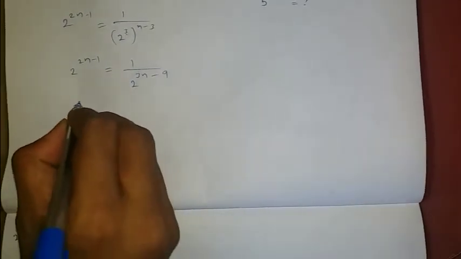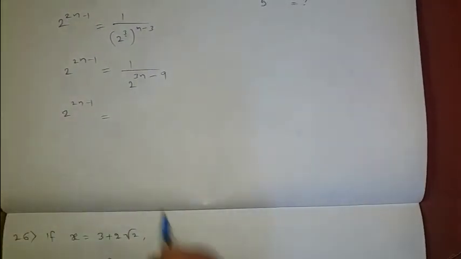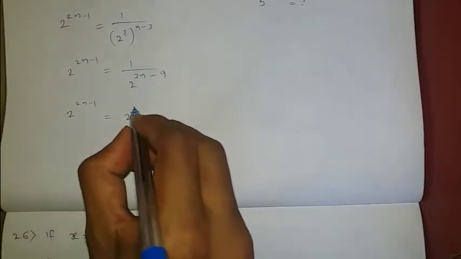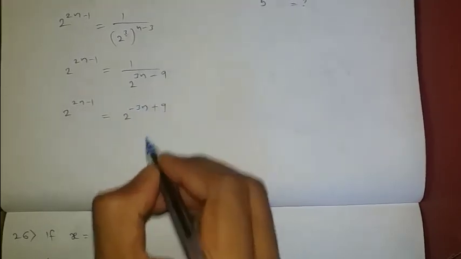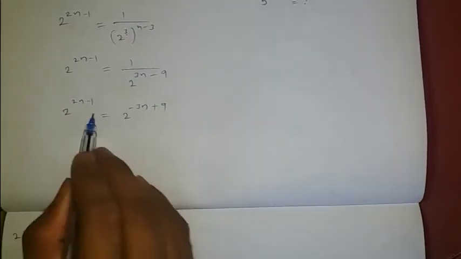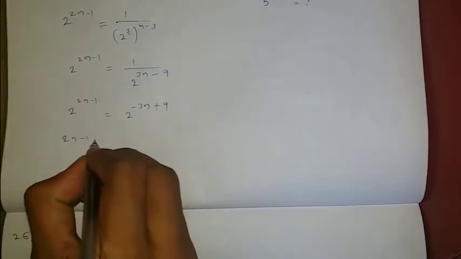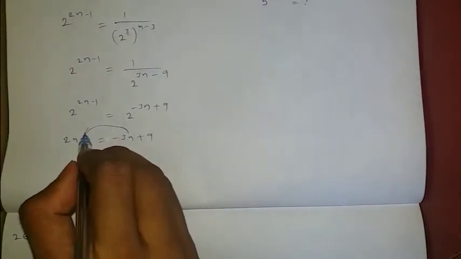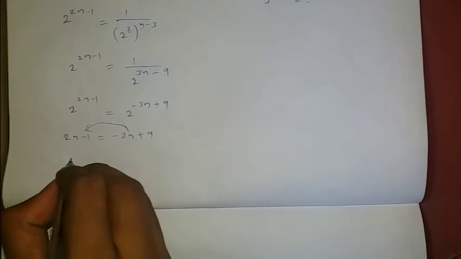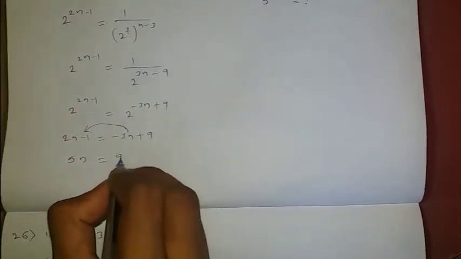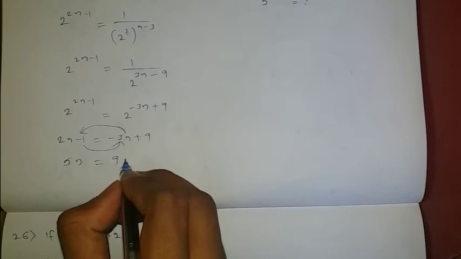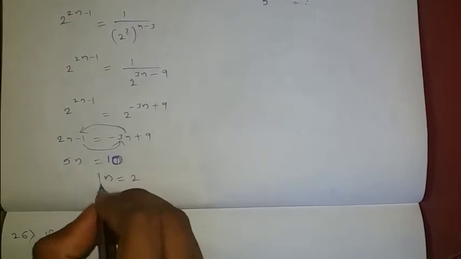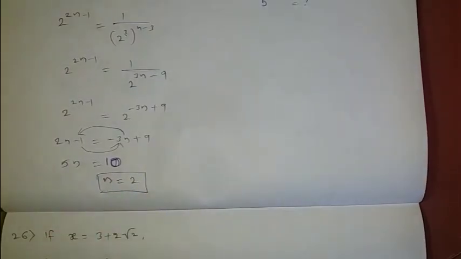Left one as it is, 2^(2n-1) is equal to, now this is a reciprocal, so if we make it correct, 2 power plus 3n will become minus 3n, minus 9 will become plus 9. Now both the bases are same, so powers should be equal. 2n minus 1 is equal to minus 3n plus 9. I will take minus 3n to this side, it will become plus 3n. So 2n plus 3n, 5n. 9 as it is. Minus 1 I will take to that side and it will become plus 1. So 9 plus 1, 10. So 5n is equal to 10. So n value is 2.